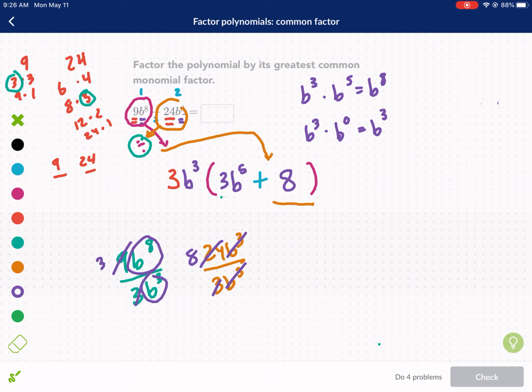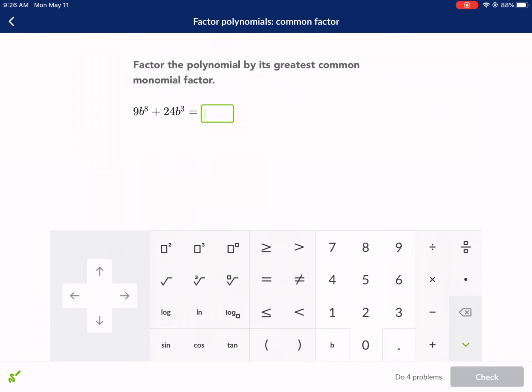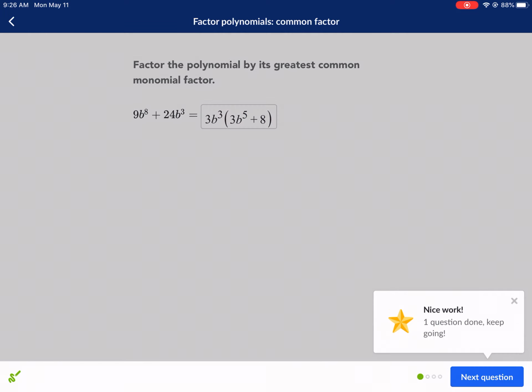So now we have our final answer. Our final answer is 3b cubed times the quantity 3b to the 5th plus 8. So let's write that: 3b cubed, parentheses, 3b to the 5th power, and then plus 8, parentheses. Check it. Okay, great.